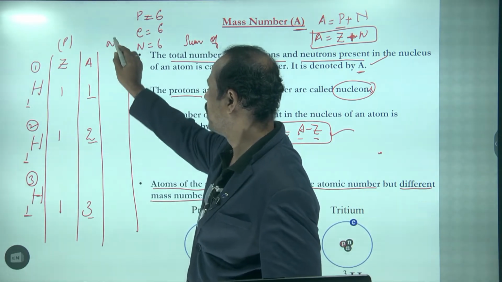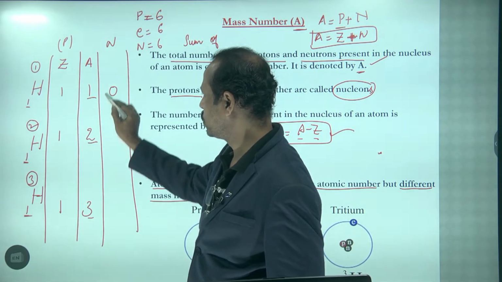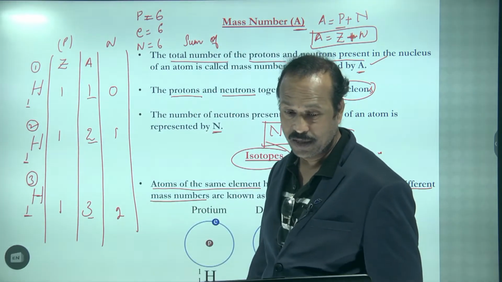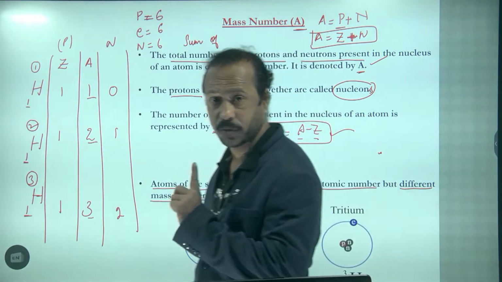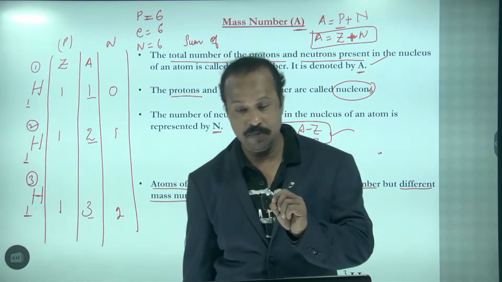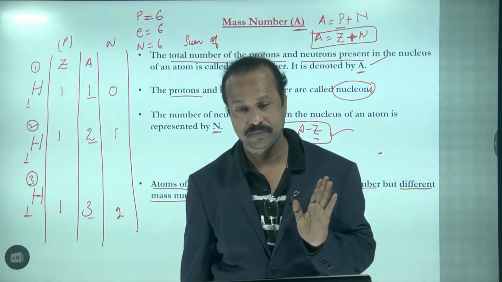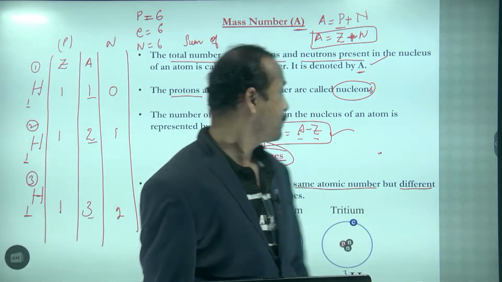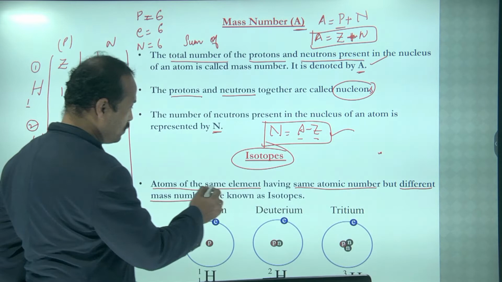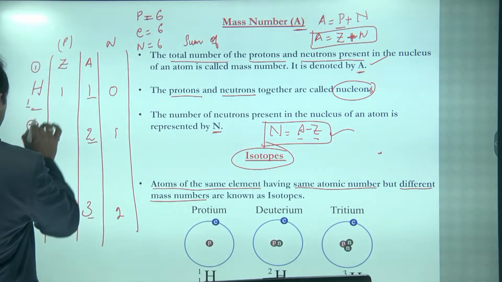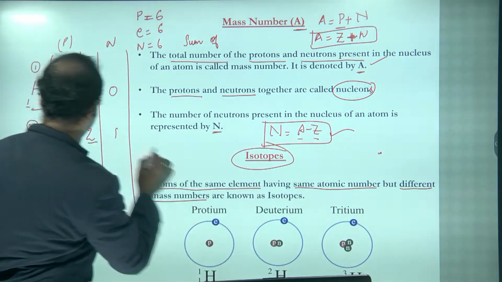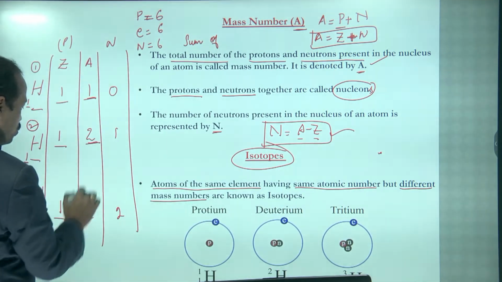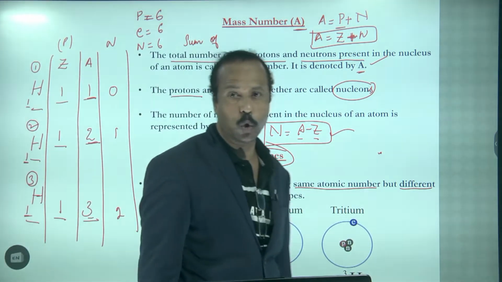Why do the mass numbers differ? If you see the number of neutrons: 1 minus 1 is 0, 2 minus 1 is 1, 3 minus 1 is 2. So they differ in the number of neutrons. While explaining the neutron I told you that hydrogen is the only element in which there is no neutron. So here you see the atoms of the same element, hydrogen, hydrogen, hydrogen, having the same atomic number 1, 1, 1, but different mass numbers 1, 2, 3. These are called isotopes.